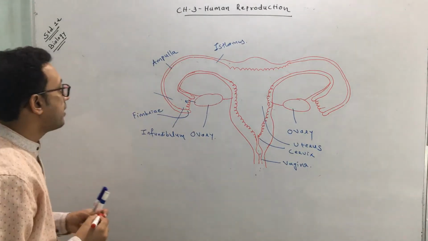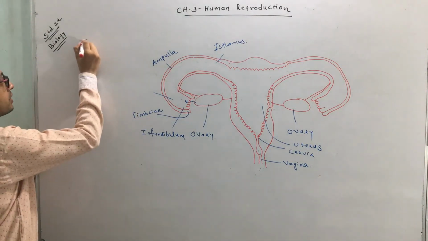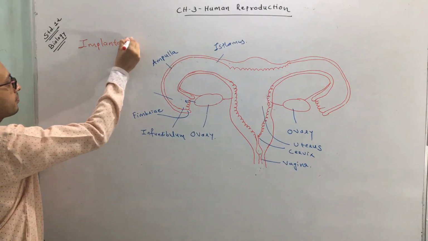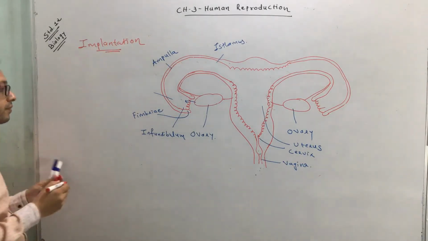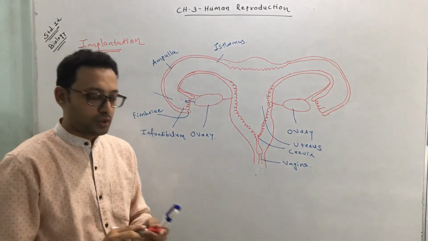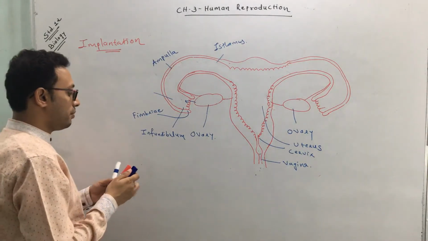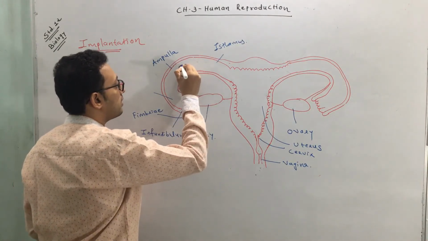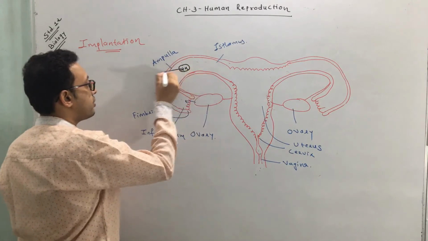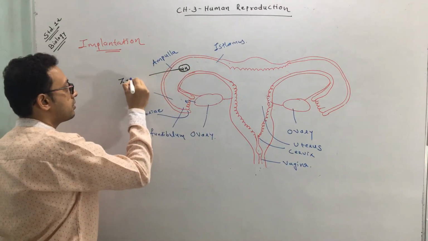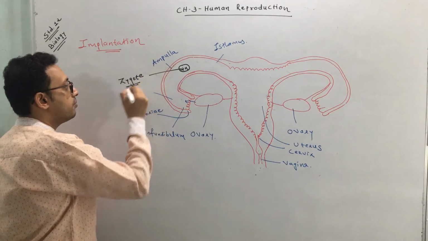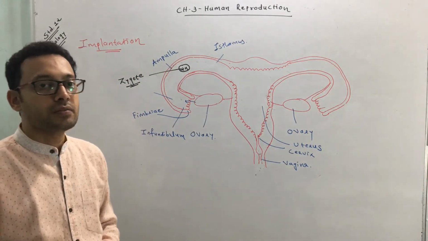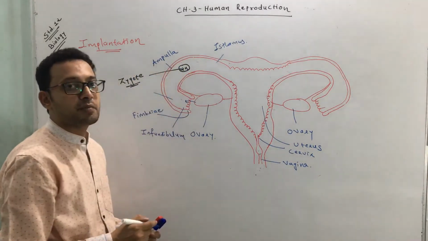Okay. Now the next process that takes place after fertilization is called implantation. What is the implantation process? You know where the fertilization process takes place? The fertilization process takes place in the ampullary region, where a 2n zygote is formed. This zygote is formed as a result of fertilization between a sperm and an ovum, in the ampullary region.